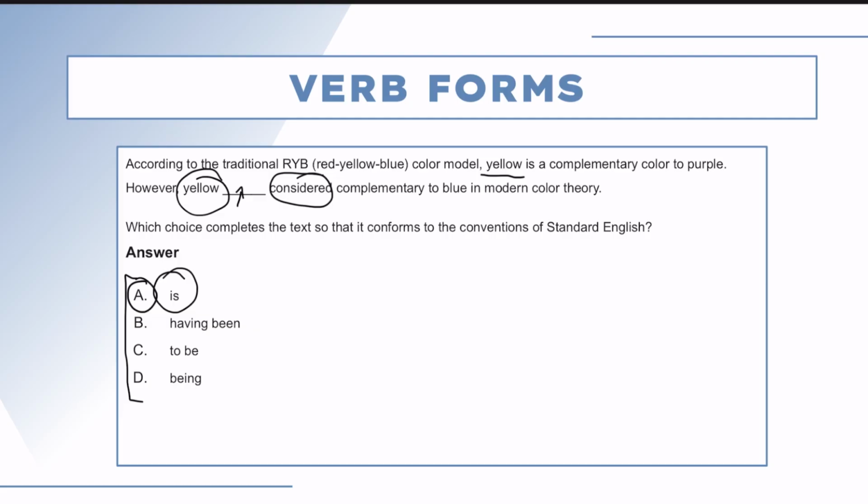For example, "However, yellow having been considered complementary to blue." This is contradictory to the "however," so it can't be. "However, yellow to be considered complementary in modern color theory." This makes it seem like it's going to be when it already is. "However, yellow being considered complementary to blue in modern color theory." This is not right.